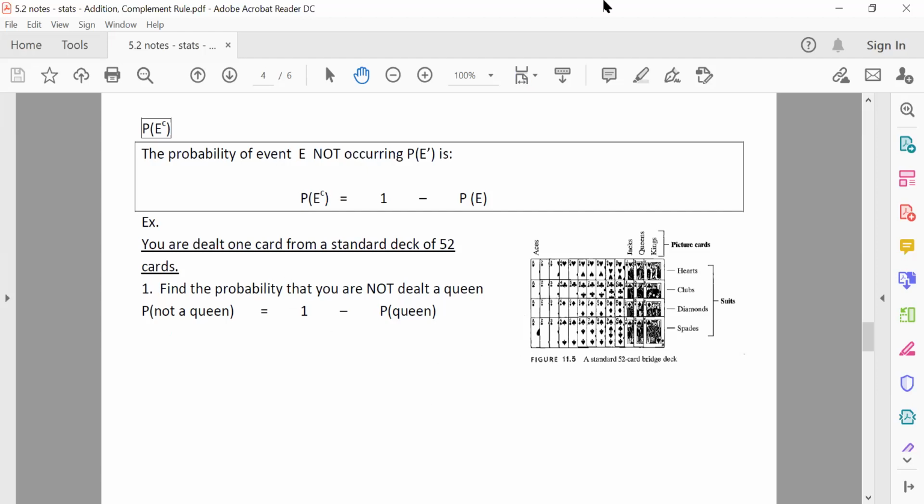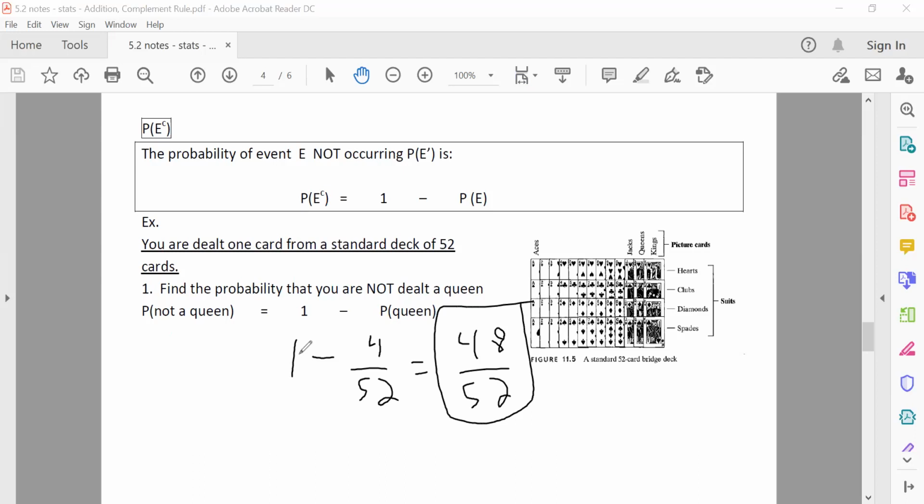So if you're dealt a single card from a 52 card deck, the probability that you don't get a queen is going to be 1 minus the probability you do get a queen. Getting common denominators, 1 becomes 52 over 52. So this becomes 48 over 52.